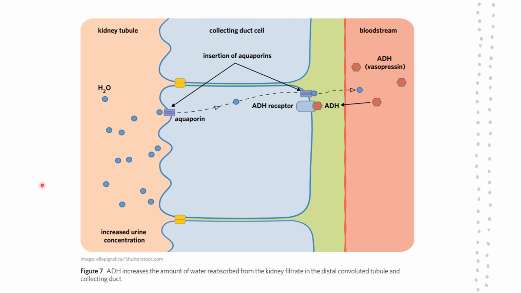This is another image that describes that process of increasing the amount of water reabsorption. In this case, we have ADH acting on receptors in the nephron or in the kidney and the nephron. This increases the amount of protein channels called aquaporins, and therefore allowing more water to travel through these aquaporins back into the bloodstream, and therefore increasing the amount of water in the bloodstream.